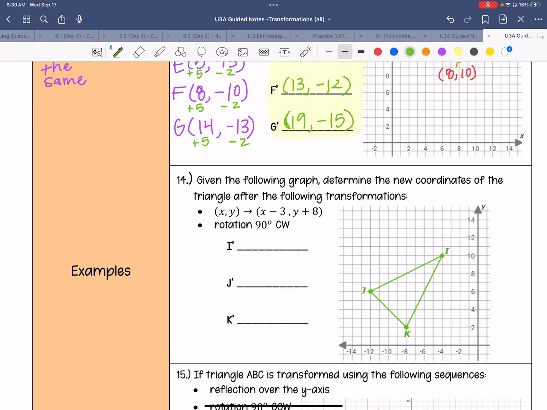Looking at the graph, I is at negative 4, 10. J is at negative 12, 6. And K is at negative 8, 2. All right, so the first thing I want to do to each of these is subtract 3 from my x coordinates. And I'm going to add 8 to all of my y coordinates.